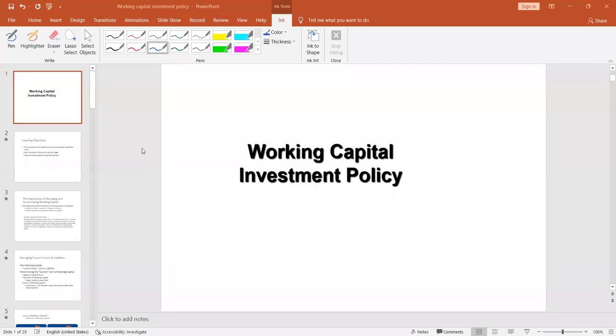So dear students, today we are going to start working capital investment policy. In our previous class, we have covered all the elementary elements of working capital. We know what is gross working capital, what is net working capital, and also about working capital policies. We know the trade-off between profitability and liquidity. Today we will add more. We are going to start working capital investment policy.